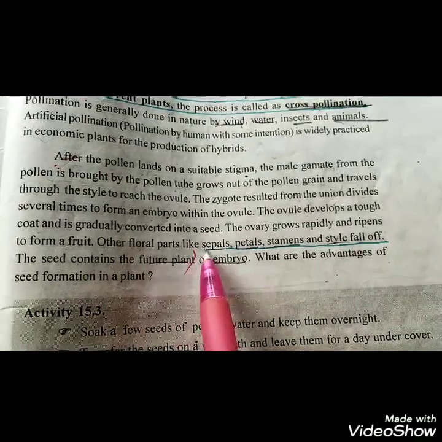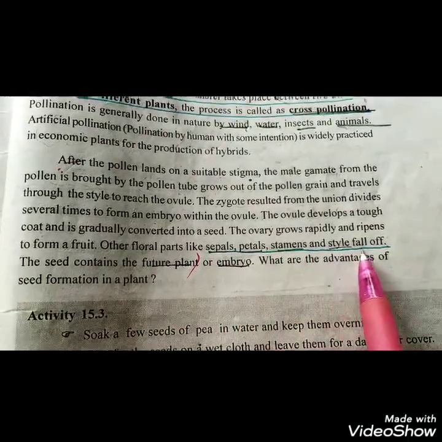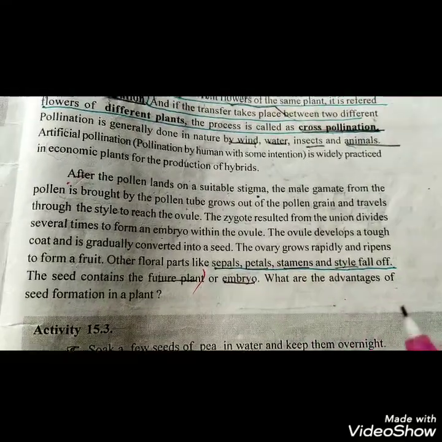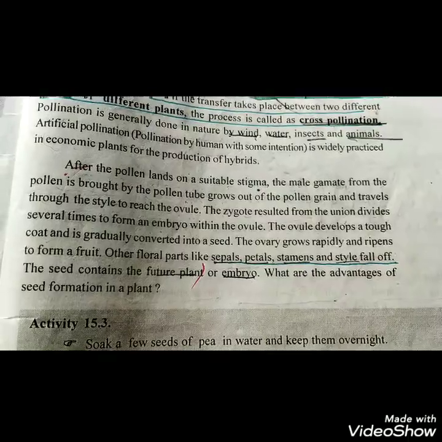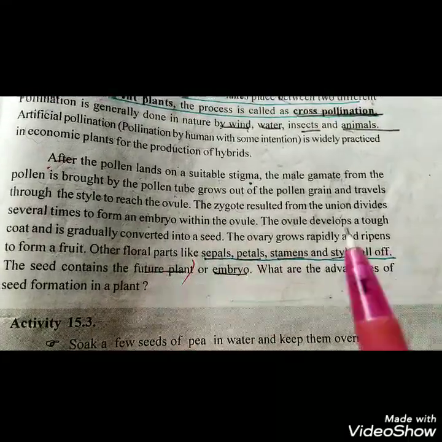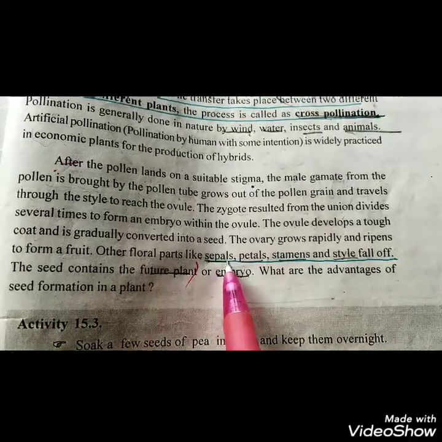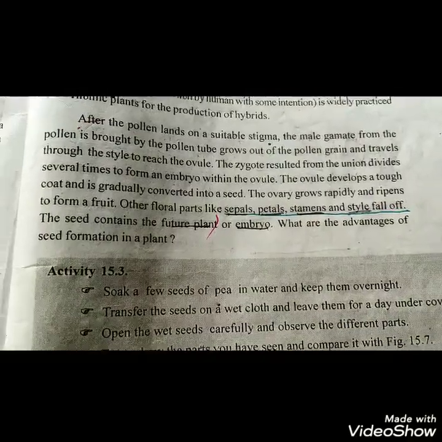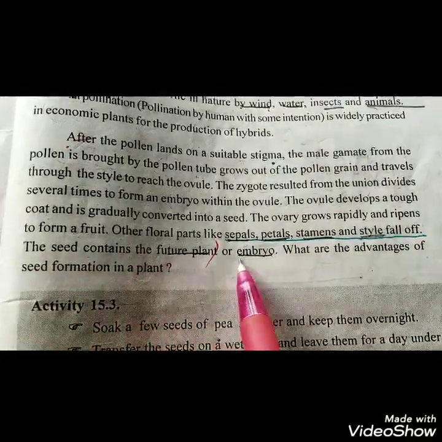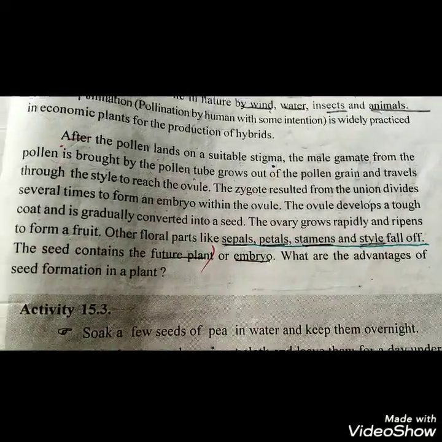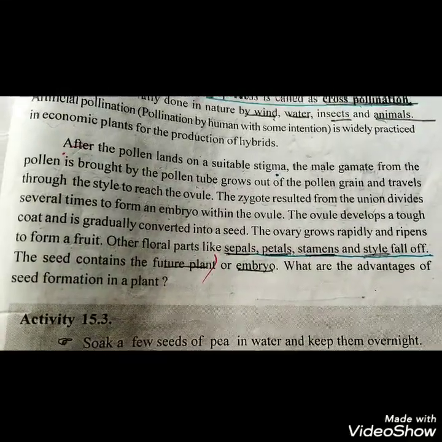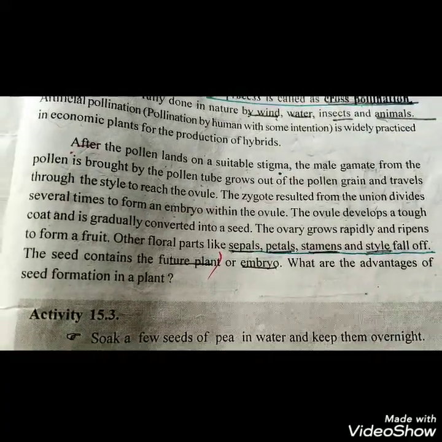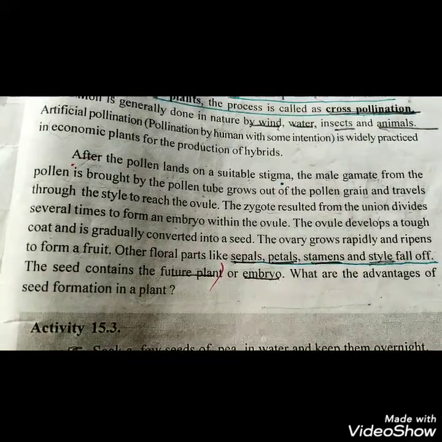Other floral parts like sepal, petal, stamen, and style fall off. We have learned that the union of pollen grain and the egg results in the development of the zygote, which will form the seed. So once the formation of the seed is complete, parts like sepal, petal, stamen, and style will fall off from your flower. The seed contains the future plant, or the embryo. So when this seed is sown into the soil, providing suitable nutrients and water, it will develop into the new plant or the new individual.